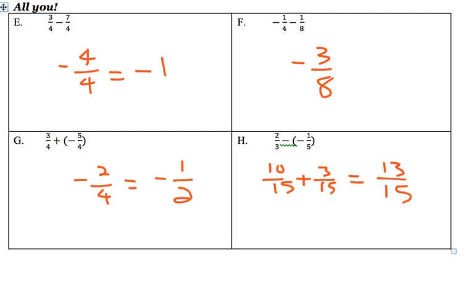Alright, so hopefully you've shown the work already for these, but the answers you should have gotten were -4/4 or -1, -3/8, -2/4, which is equal to -1/2, or the last one is 13/15.